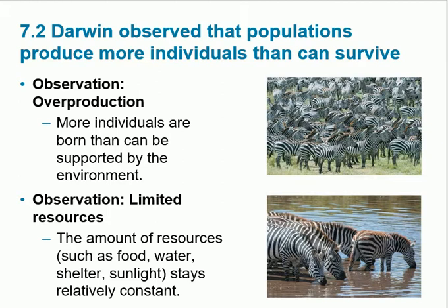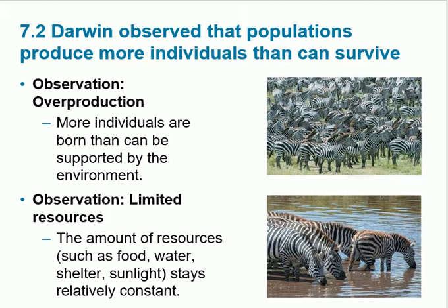The second observation, complementary to the first one, is limited resources. The amount of resources like food, water, shelter, sunlight, and so on is relatively constant. It's not going to increase. Maybe we're producing more food right now, but the organisms on Earth are exceeding that. Some other things are not going to increase, like water. The rivers and the lakes that you have right now may be the same as thousands of years ago.